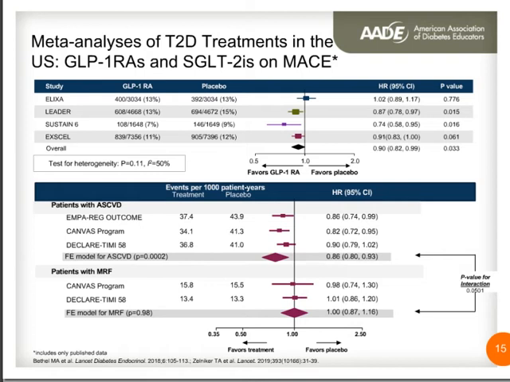SUSTAIN 6 evaluated semaglutide. Here you have a smaller point estimate with a wider confidence interval, but still left of the line of unity, favoring the class. This was a smaller trial that was really designed to show safety, but really showing the signal of how this class acts. And finally, EXSCEL, a strong point estimate, similar to LEADER, is the largest CVOT in the class. The confidence interval ends right at 1.00, and so it did not meet statistical significance for superiority. But as you look at the overall result for the class, that large diamond on the bottom, it is ending at 0.99, favoring the GLP-1 receptor agonist class for the primary outcome of MACE.